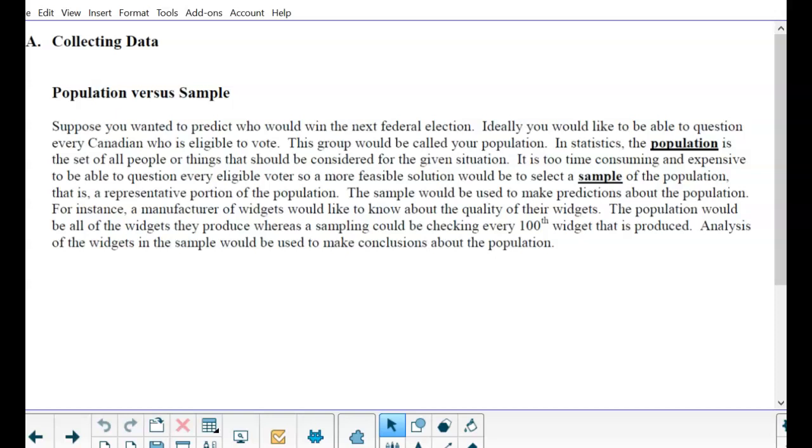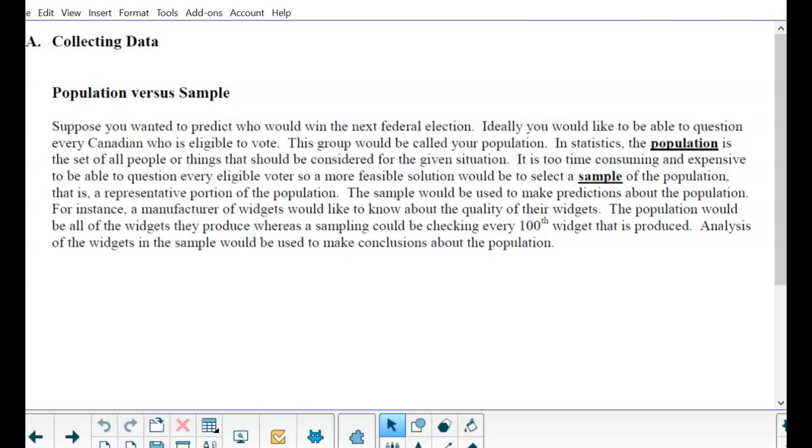It is too time-consuming and expensive to be able to question every eligible voter, so a more feasible solution would be to select a sample of the population. That is, a representative portion of the population. The sample would be used to make predictions about the population.